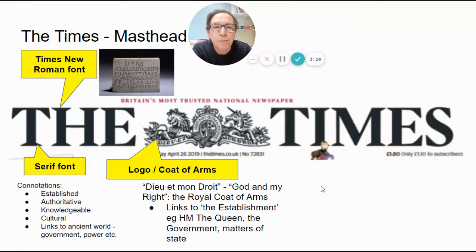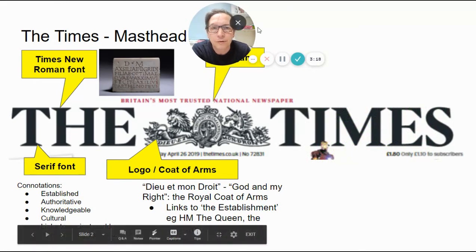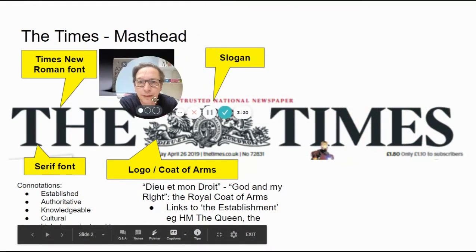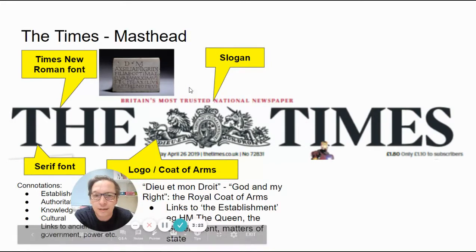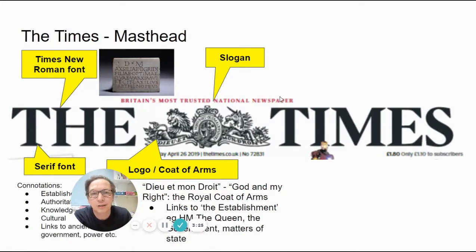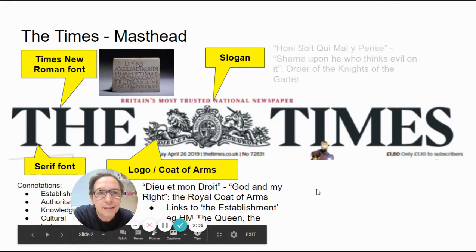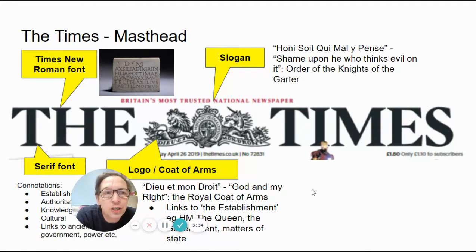So, moving on to the slogan there, Britain's most trusted national newspaper. This links in very well with this motto around the coat of arms here. It means shame upon he who thinks evil on it. So basically, you don't think bad things or bad stuff will happen to you. But that's the motto of the Order of the Knights of the Garter. Now, obviously, knights are people who are honoured by the Queen. Again, that link to the establishment.